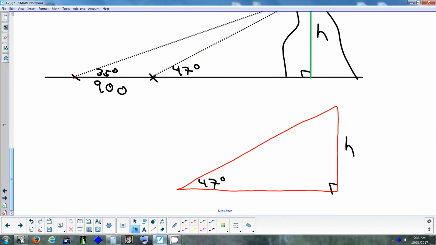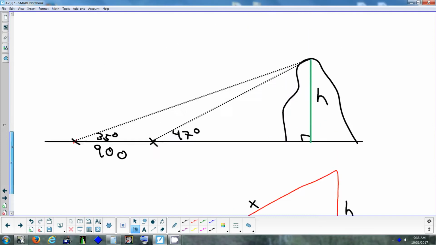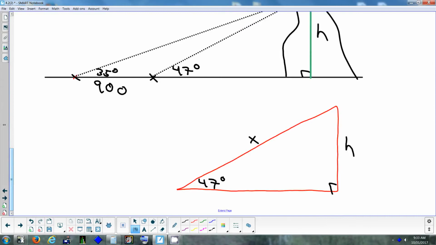Ashlyn? Yeah, I don't have any information. I don't have any sides. I have to figure out a side in this triangle. And the side that I'm going to figure out is right there. I'm going to find the hypotenuse of that triangle. And then, once I find that, I can figure out the height of the mountain.